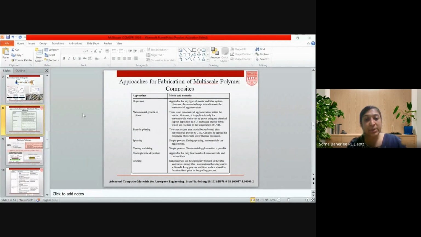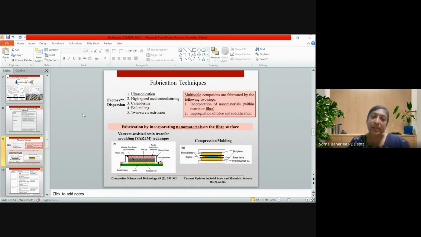And we can do electrophoretic deposition, or we can graft onto the surface of the fiber after treatment of the fiber, so that we can attach the nanomaterial directly onto the surface of the fibers. So these are the various approaches by which multiscale polymer composites can be fabricated. But the main factor we should focus on is the dispersion, because if the dispersion is not good, then no synergistic effect will be observed.